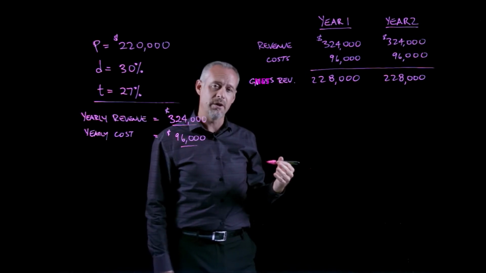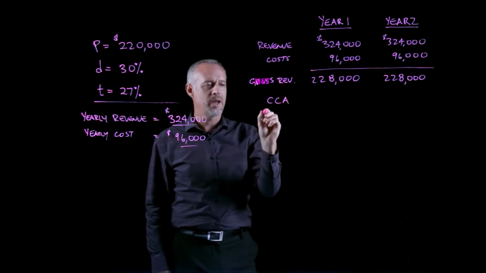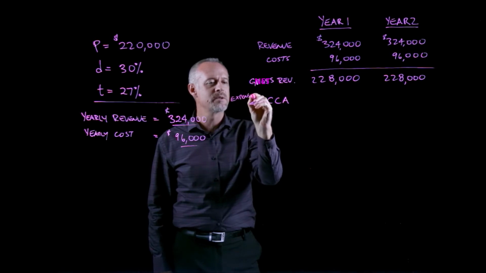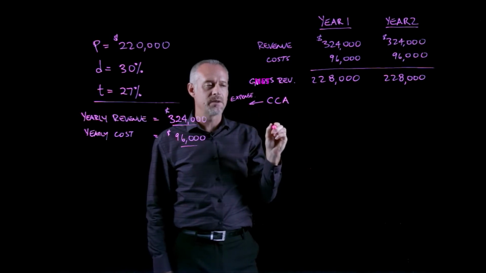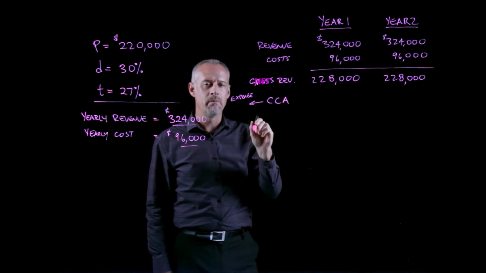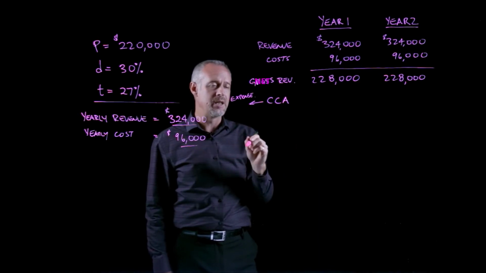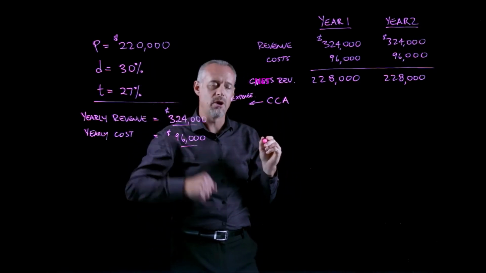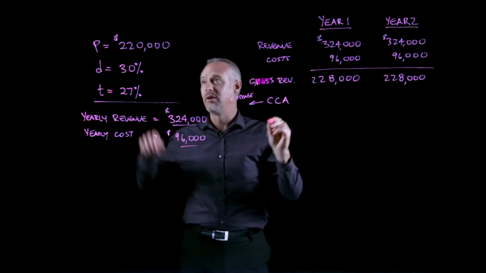And the thing that we want to concentrate on in this video is the capital cost allowance. So the capital cost allowance is an expense. So recall that every time we purchase an asset, we're allowed to claim a certain percentage of that purchase price as an expense in a given calendar year. So here we've got a $220,000 purchase, and the question becomes, what expense can we claim related to this purchase in year one?